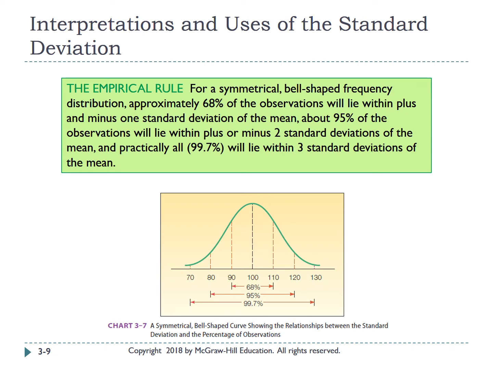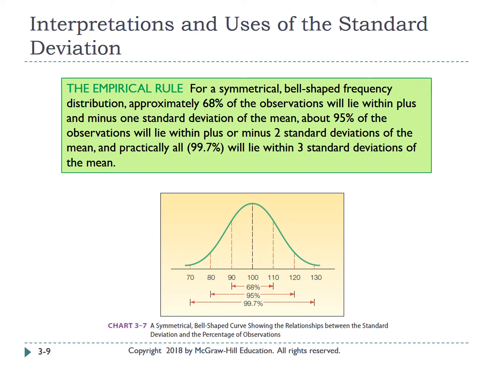This graph has standard deviation equal to 10, and mean equal to 100. A symmetrical bell-shaped curve showing the relationship between the standard deviation and the percentage of observations. About 68% of the values are between mu minus sigma and mu plus sigma, that is between 100 minus 10 and 100 plus 10. It means that about 68% of the values are between 90 and 110.